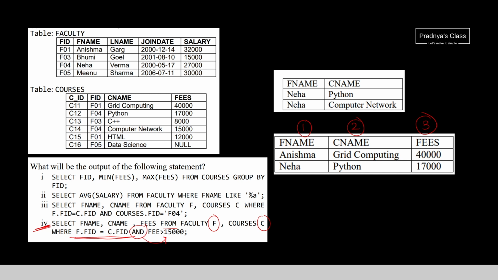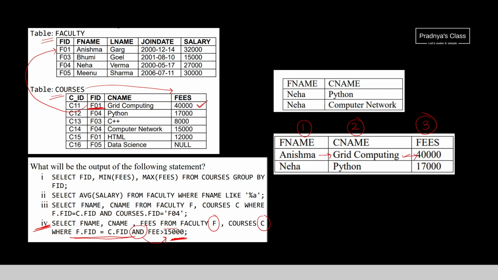Fees should be greater than 15,000. C name and fees we will be getting from the courses table and F name we will be getting from the faculty. So let's try to match it. In the first record, the fees is 40,000, means it satisfies the criteria as it is greater than 15,000. For that fees, we will be printing C name, that is grid computing, and the name we will be getting from the faculty. Let's try to find out the name for this faculty F01, that is Anisha. So we got this record, Anisha, grid computing, and the fees is 40,000.